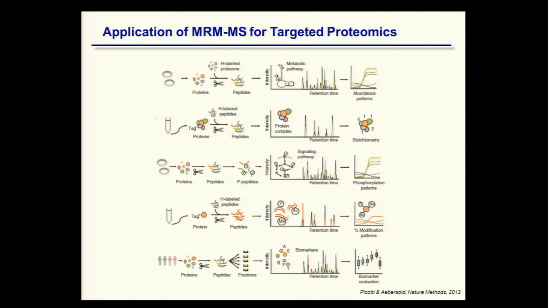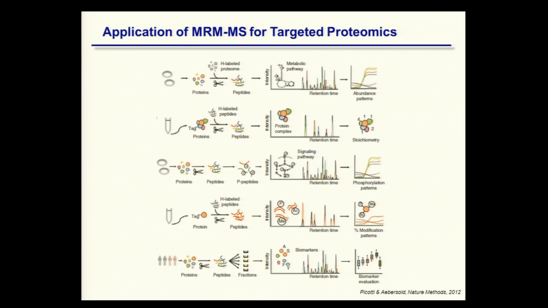MRM-MS assays are now widely used and applied to many different studies in proteomics. In this slide taken from the Nature Biotech paper by Ebersol's lab, it's nicely illustrated all the different areas where MRM-MS is being employed. For example, it can be used to look at metabolic pathways. In cells that undergo certain perturbations, you can digest the proteins, add the heavy labeled internal standard peptides, and measure the changes. Or you can look at the stoichiometry of different proteins in protein complexes. If you immunoprecipitate your protein complex of interest and spike with heavy labeled internal standard peptides, you can look at the stoichiometry of these proteins in the complex.